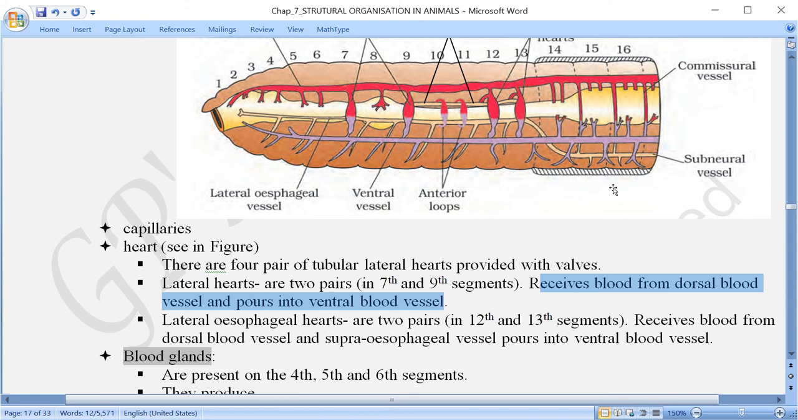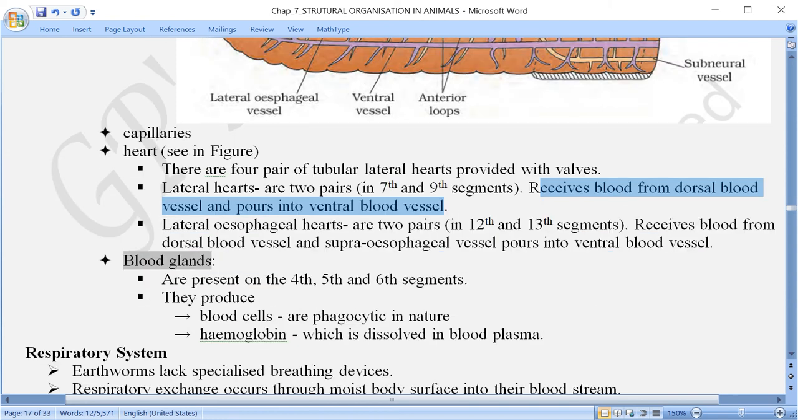Coming to the blood gland. So blood glands are over here located in the 4th, 5th and 6th segment. And इनका काम क्या है, to produce the blood cells and hemoglobin. Blood cells कैसे होंगे, mainly they are phagocytic in nature. Phagocytic, you understand, whatever foreign particles or organism, microorganism let us say, they enter into the body of the earthworm, they are phagocytosed by these phagocytic cells. And then hemoglobin, this is dissolved in blood plasma.